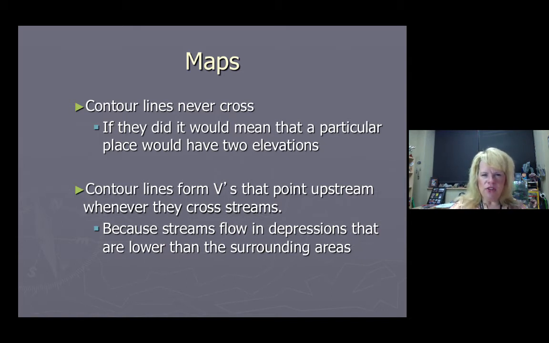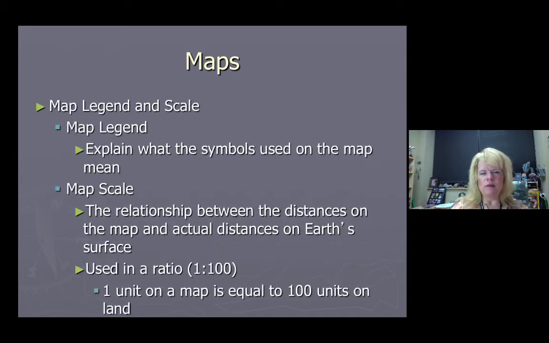You always need to look at the legend and the scale. The legend explains any symbols that might be used on the map. It also gives you the contour interval, but the scale is really important. For example, if I have a 1 to 24,000 series map, that means that 1 inch on the map equals 24,000 inches on the ground. That would be a great test question. So if I'm looking at a map that's 1 to 150,000, that would mean that 1 inch on the map equals 150,000 inches on the ground.